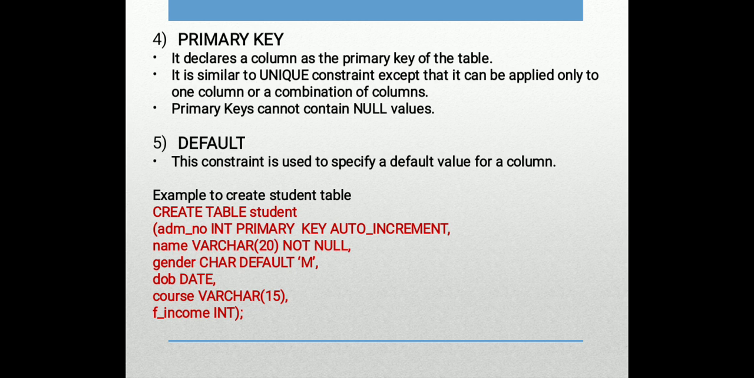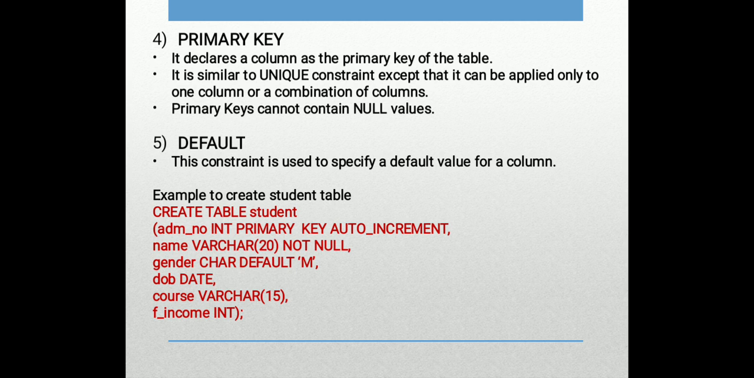And the example: create table student (admission number int primary key auto_increment. Here we use the admission number as the primary key. It uniquely identifies each row of the table, and also applies auto increment.